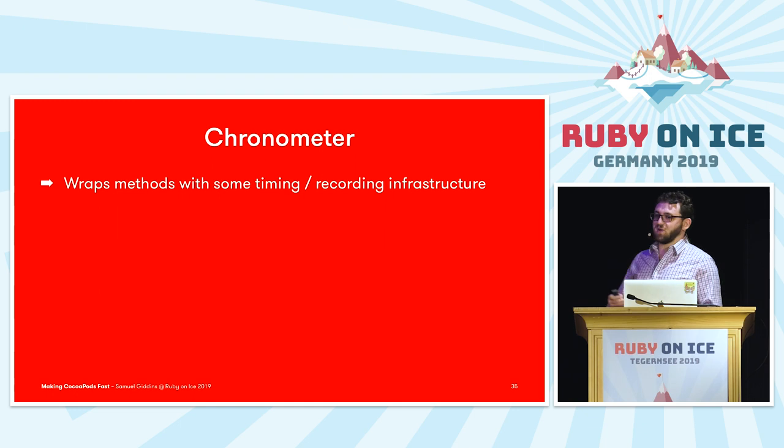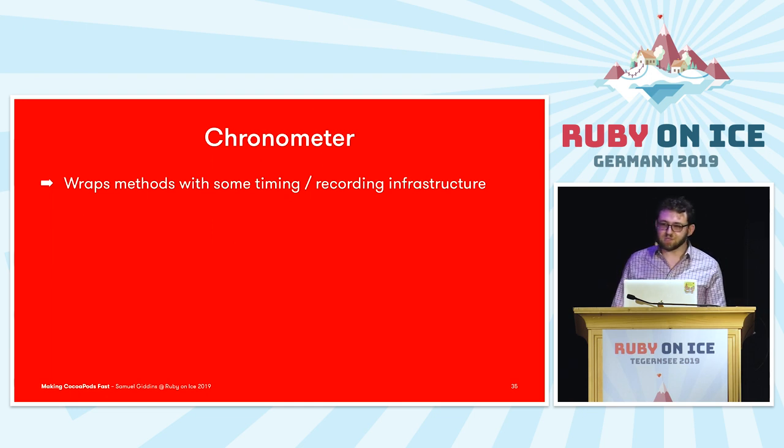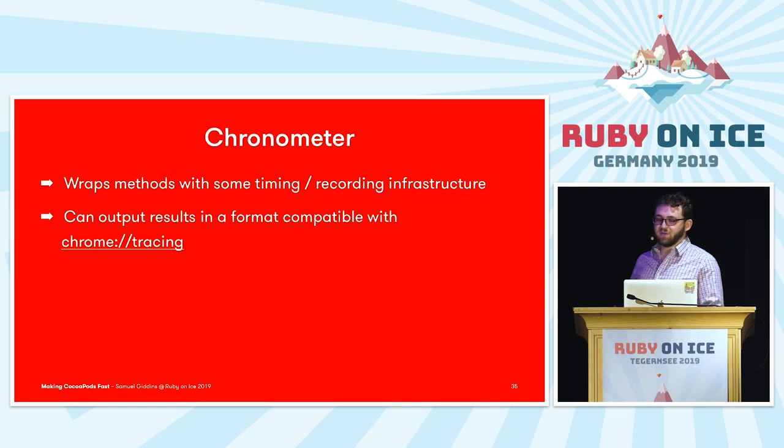So, okay, Chronometer. It allows you to just wrap a method with some timing and recording infrastructure. It'll look and say, yes, I started at this time and ended at this time. Here were my parameters. Here was the return value. Shove that off into a list of these things, and that's it. It can output results in a format that's compatible with Chrome's tracing view, which is typically used for profiling web page loads. So more importantly for me, I didn't have to build anything to visualize what was happening.